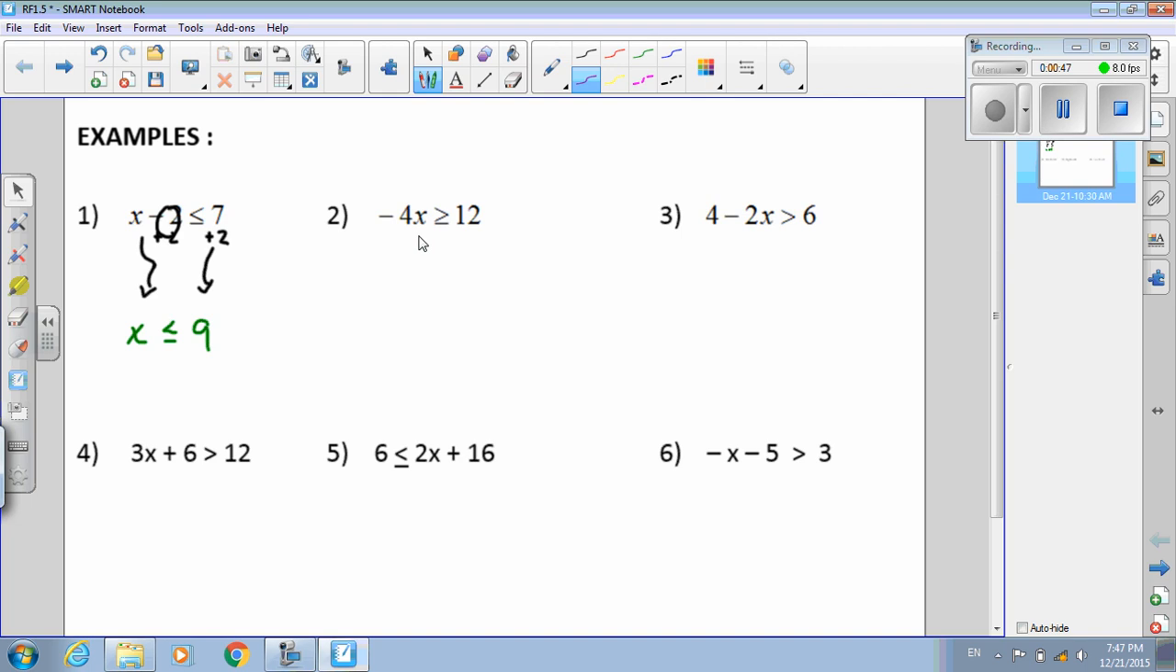Here, however, this is quite an interesting question because negative 4 times what number gives me 12? Well, you could probably do that in your head, and the answer would be negative 3, and we know x is the variable. However, here, because to solve this question you have to divide by negative 4, and because we're dividing by a negative here, you have to flip the symbol.